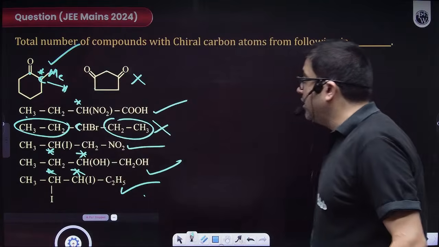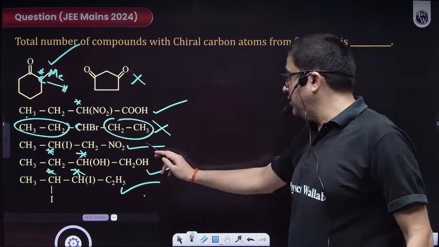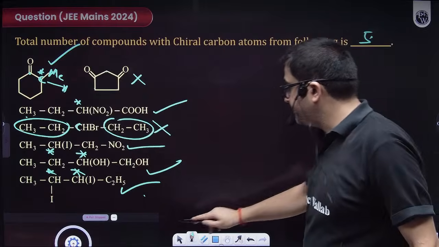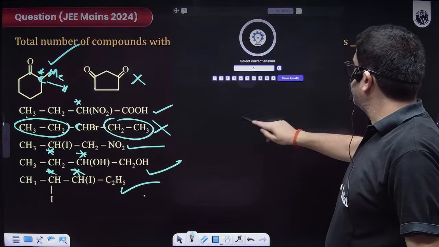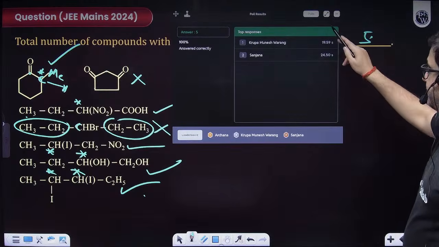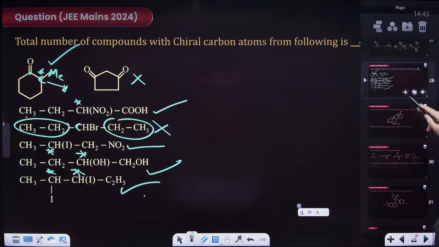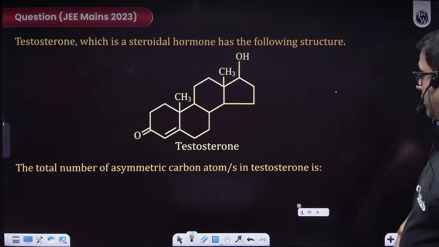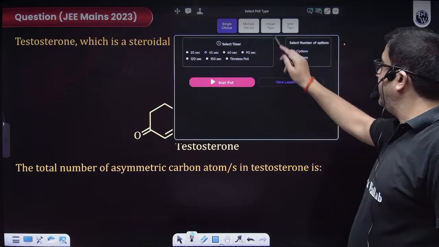Okay. So 1, 2, 3, 4, 5. So 5 is my answer. Great. Moving to the next one. Quick, beta, the same question, integer type.